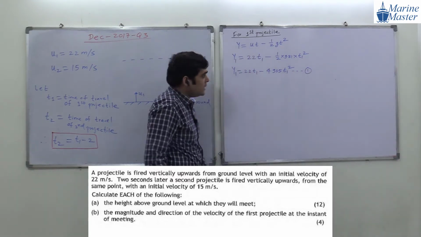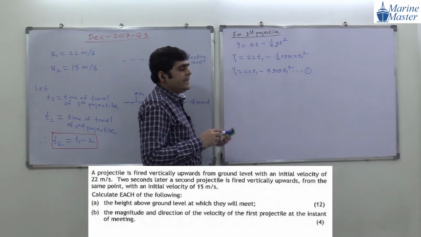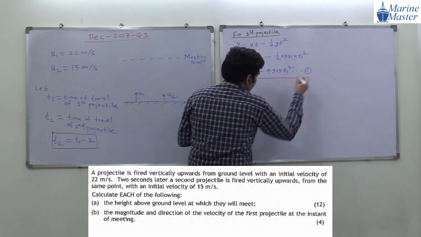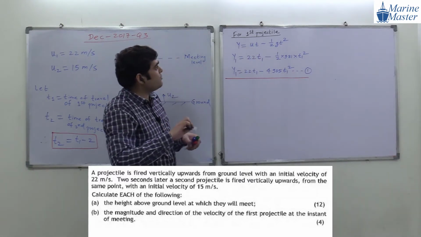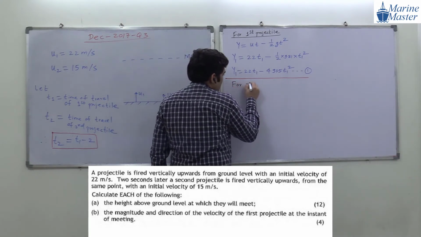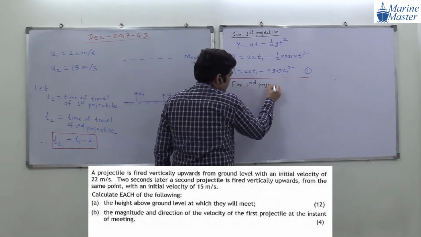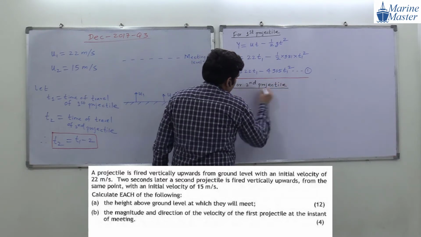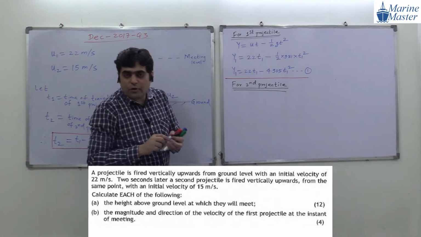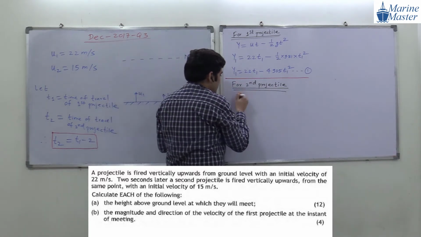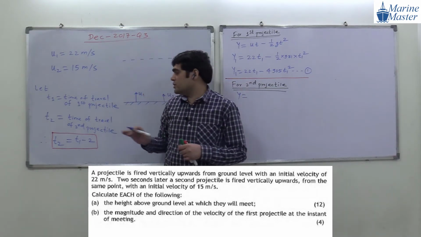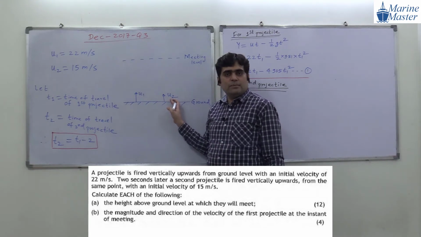Then we got equation 1 in terms of t1. Similarly, what we are going to do, guys? We are going to consider the second projectile. For the second projectile, the same expression applies, because the second projectile's motion is also only in the gravitational field. On this second projectile also, only gravitational force is acting.